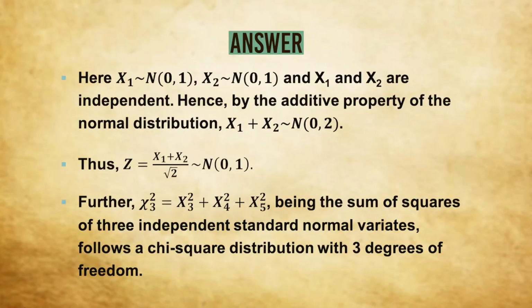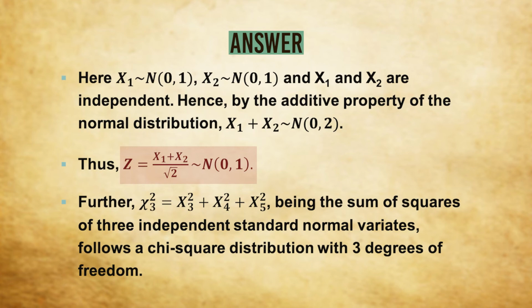Now, to solve such problems, I would ask you to remember the definition. What is the definition of a t distribution? Let me remind you. In the numerator, we have a standard normal variate, and in the denominator, we have square root of a chi-square variate divided by its degrees of freedom. Simple. So, x1 follows normal 0, 1, x2 follows normal 0, 1, x1 and x2 are independent. If we use the additive property of normal distribution, we can say that x1 plus x2 will follow a normal distribution with mean 0 and variance 2. So, clearly, if we define z as x1 plus x2 minus 0, or simply x1 plus x2 divided by root 2, it will follow a standard normal distribution.